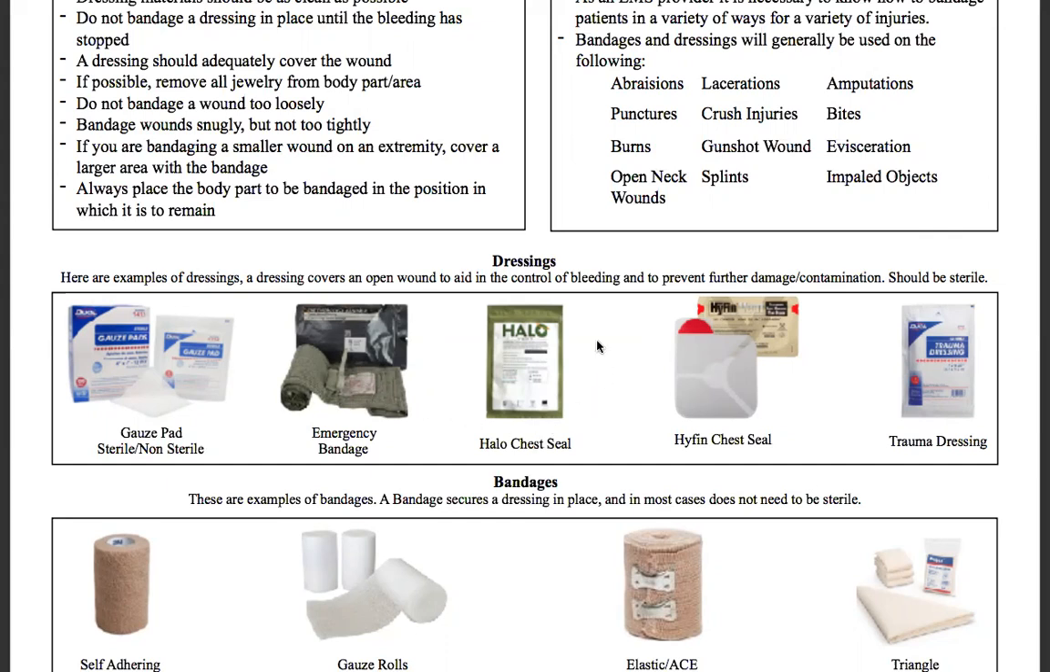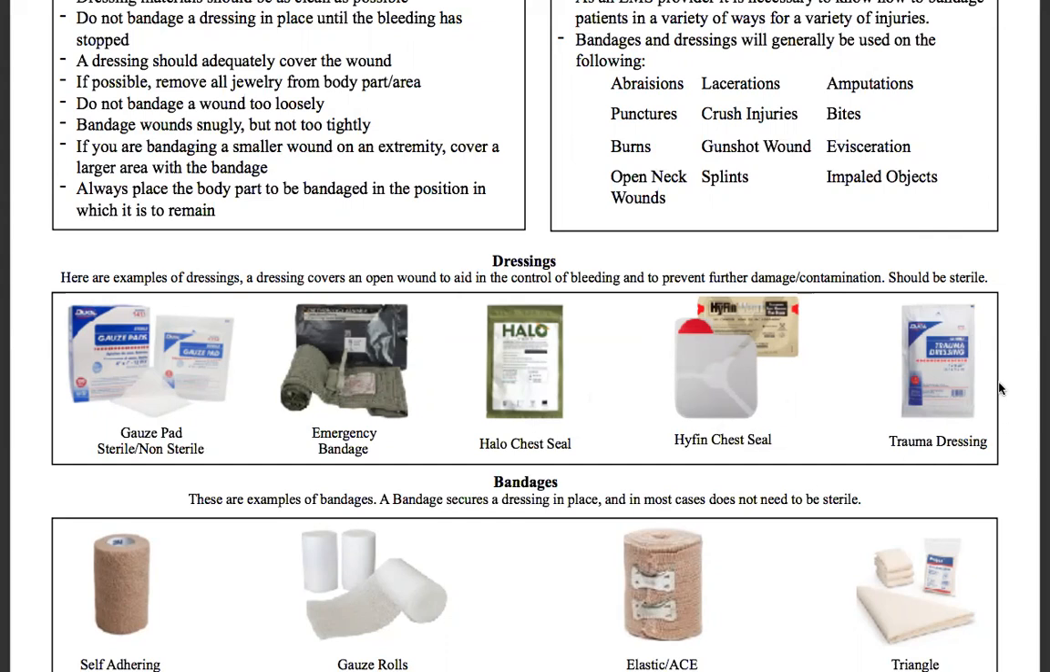Now here we have a halo chest seal. That's for sucking chest wounds. This is another version of a chest seal. It's called a hyphen chest seal. Of the two, from my personal experience, I've seen a lot more of the hyphen chest seals, but I have seen some of the halo chest seals around here. So whatever agency you work with, obviously you're going to be using their equipment.